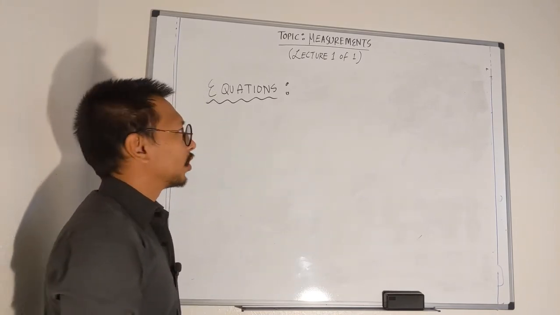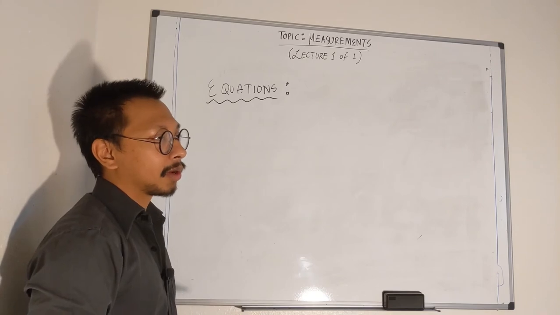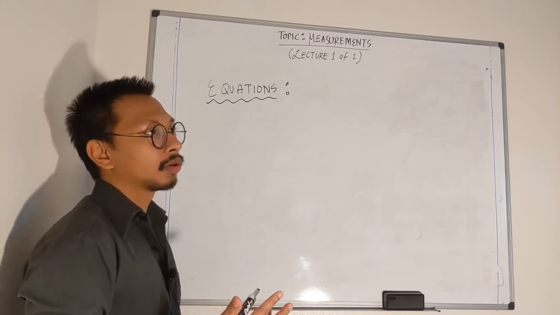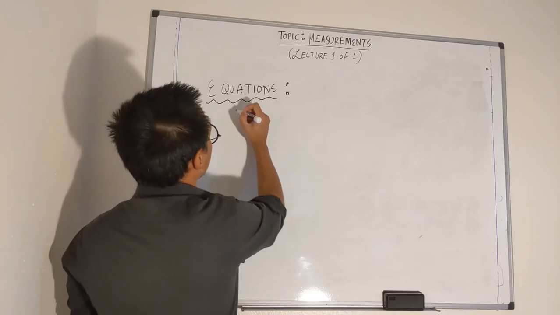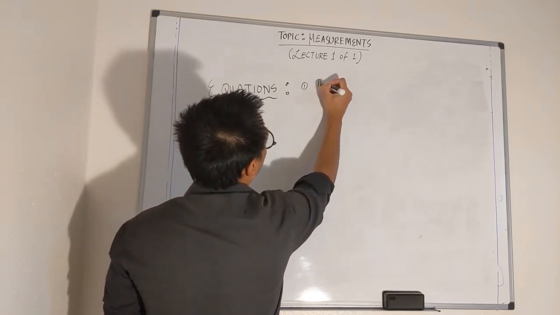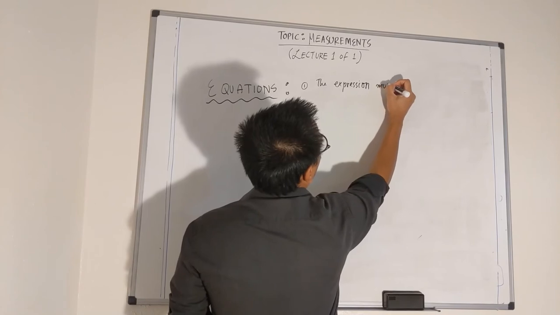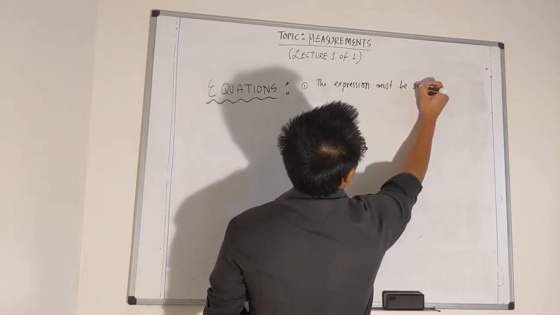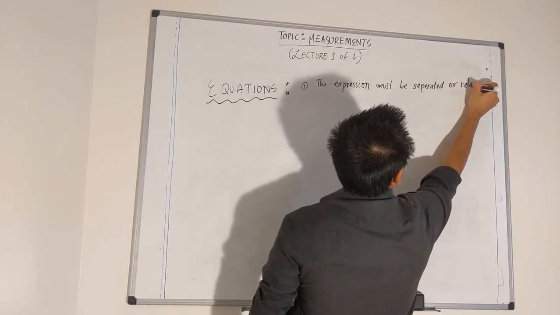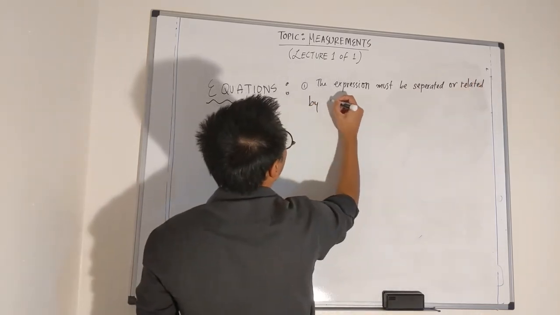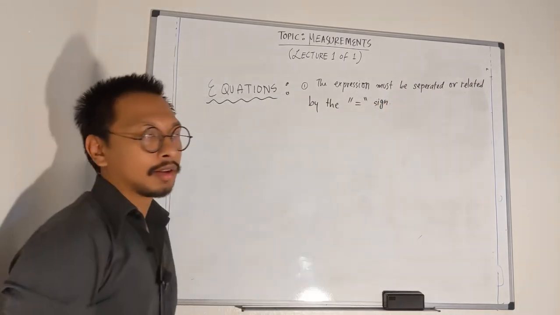So what is an equation? Equations are mathematical expressions that have very specific purposes, and to my mind, they must satisfy two criteria. One of the criteria is pretty basic. The expression must be separated or related by the equal sign. And so this is pretty basic.